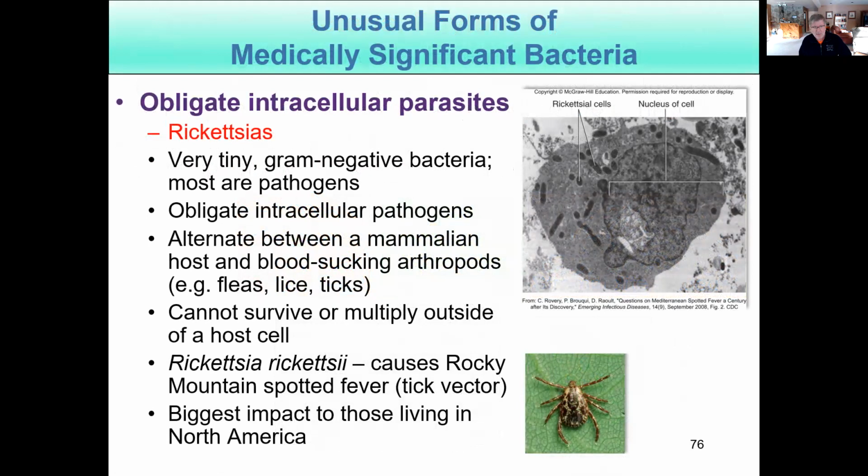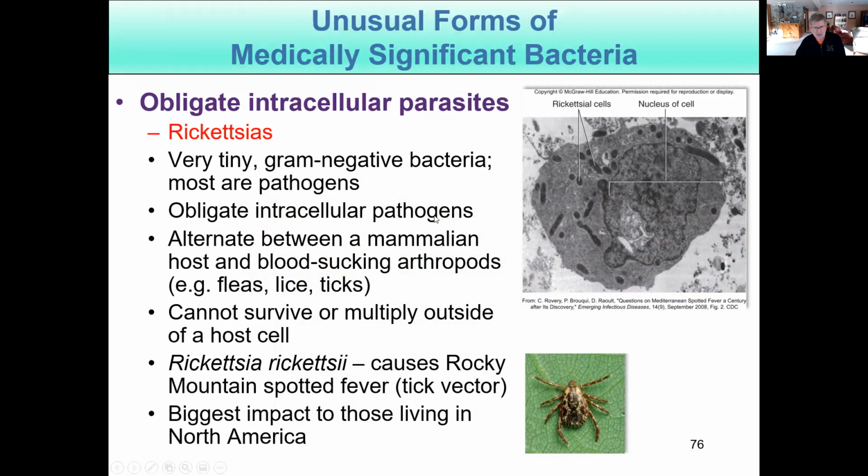Your book then begins to talk about some really interesting medically significant prokaryotes that I'm not going to spend time lecturing on. You can, I think, just look over this section of the book. I have expanded upon that in these next few slides, where I talk about the rickettsias, they're called. They're really, really tiny gram-negative bacteria that are obligate intracellular pathogens.